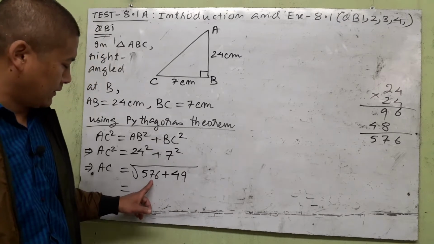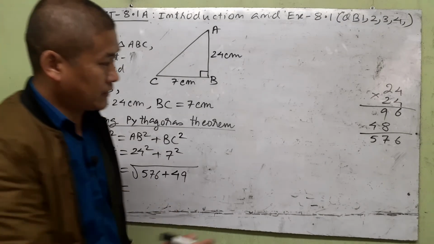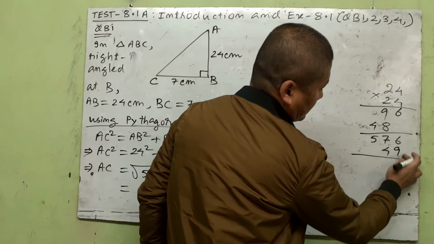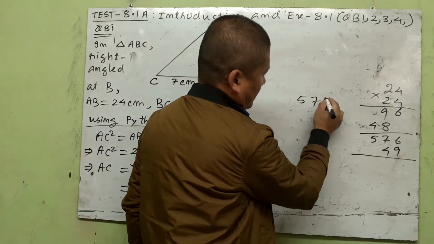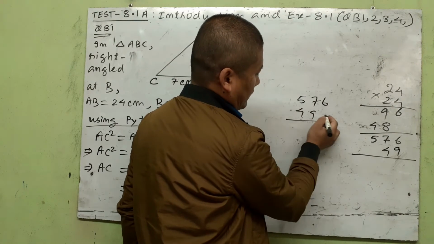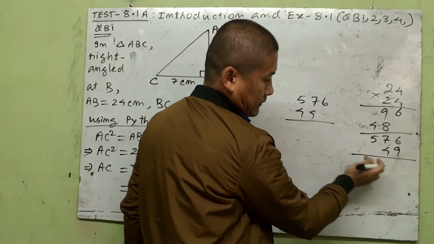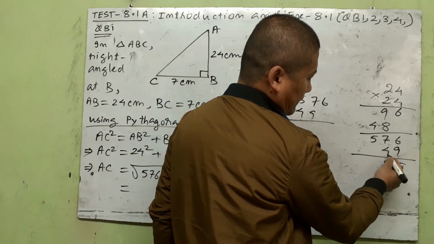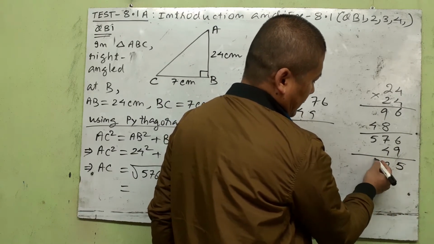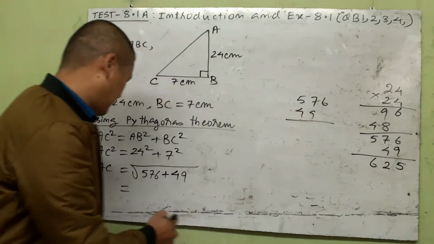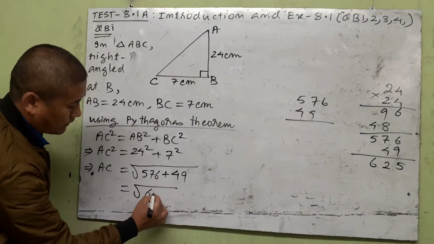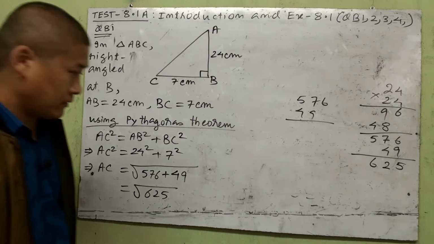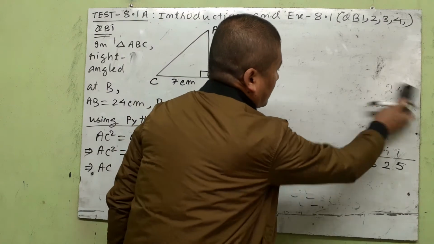So when we add 576 plus 49, we write this 9 and 4, going left, starting from here. If you write like this, it's wrong, okay? You have to start from the extreme right and go left. 9 plus 6, 15, 1 in hand, 5. 5 plus 7, 12, 1 in hand. 5 plus 1, 6. So this is root over 625.